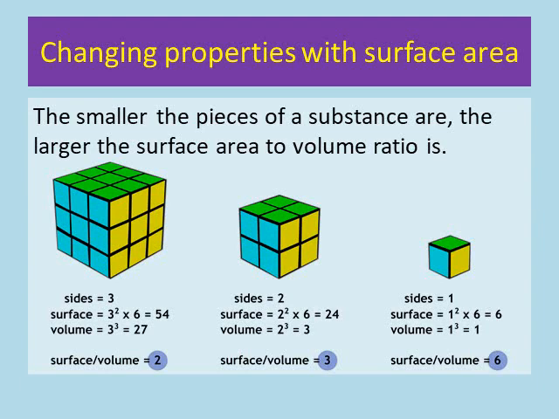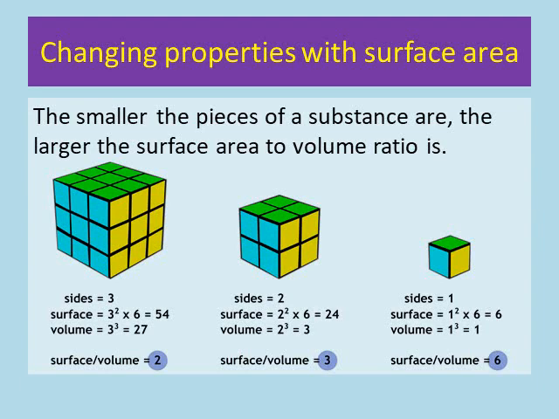So they know the surface area, they know the volume, and then to work out the surface area to volume ratio, they've done the surface area divided by the volume of the cube, and that's given them a surface area to volume ratio of 2. Now if we contrast that with the smallest cube here, this cube has got sides of 1. And so they've done the exact same thing here where they've worked out the surface area.